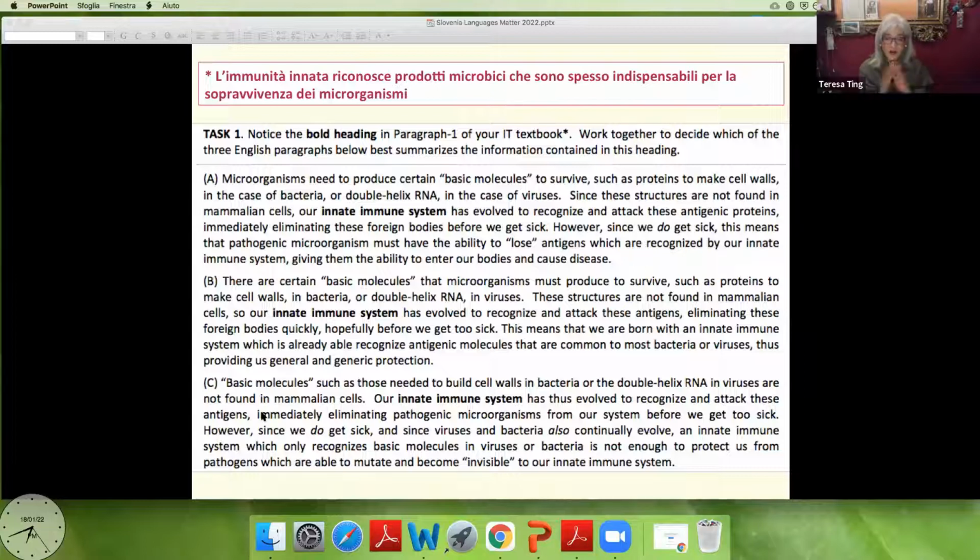Is that clear how the task is, everybody? Okay, so the students have to just look at this Italian heading, and they have to decide which one of these 3 English paragraphs best summarizes this information. That's how dense this Italian information is. It's so dense that in English you have to unpack it into many sentences. Now let me show you the strategy here.